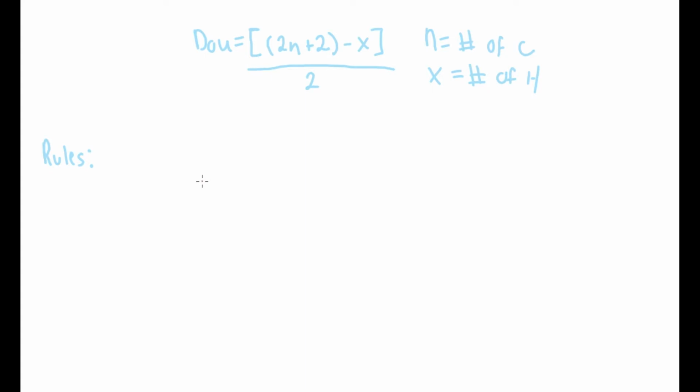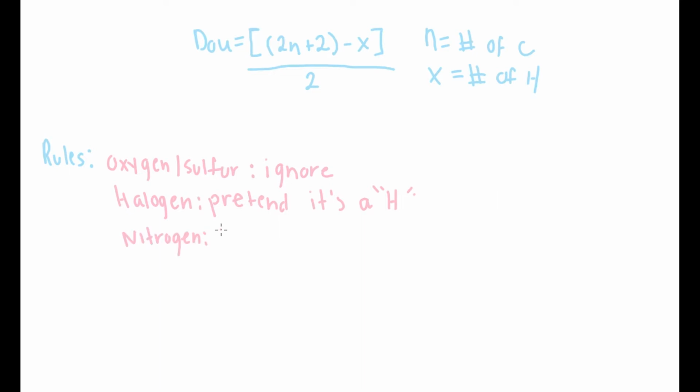There are a few rules within this formula. So the first rule is if there's a presence of oxygen, what do we do? If we have an oxygen atom or sulfur atom, we're going to ignore those. If we have a halogen, we are going to pretend the halogen is a hydrogen. If we have a nitrogen, we are going to subtract the number of nitrogen atoms from the number of hydrogen atoms. Let's go ahead and do some examples.